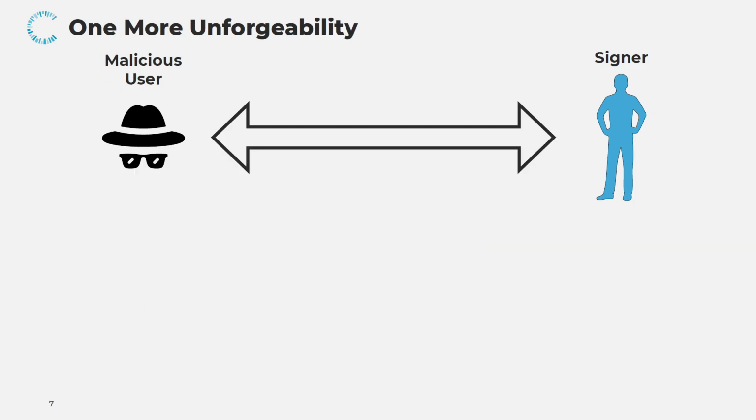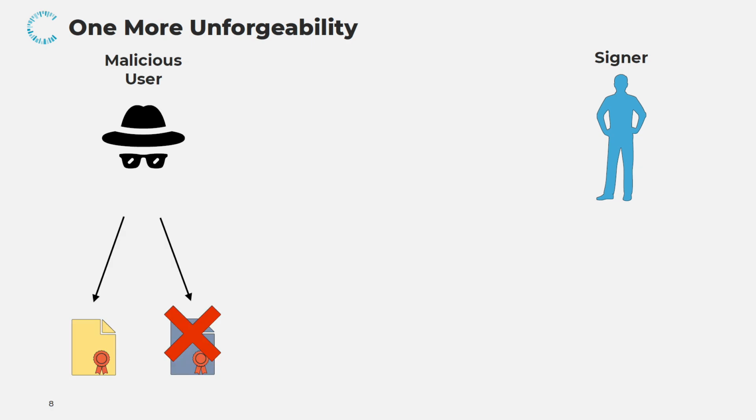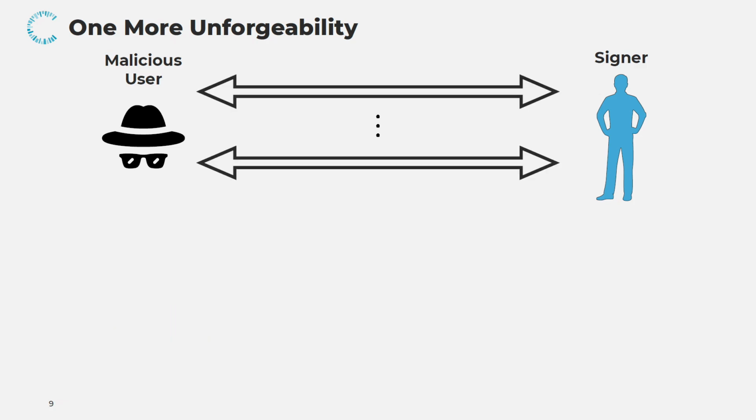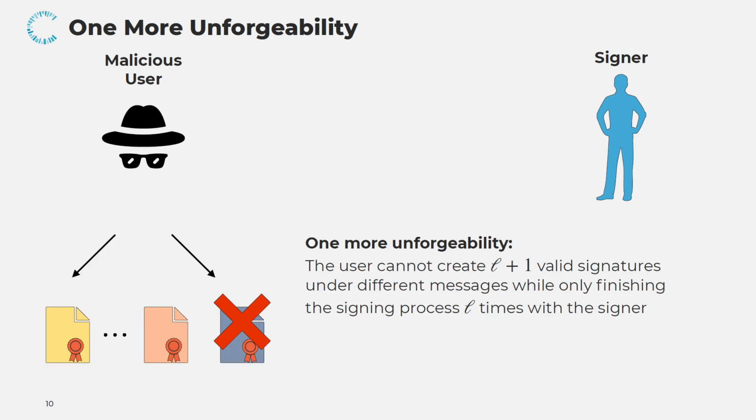This notion is called one more unforgeability. Suppose we have a malicious user interacting with the signer. We require that after one interaction, one execution of the protocol, the user is not able to output two valid signatures on two different messages. More generally, after L interactions with the signer, the user will not be able to output L+1 valid signatures.